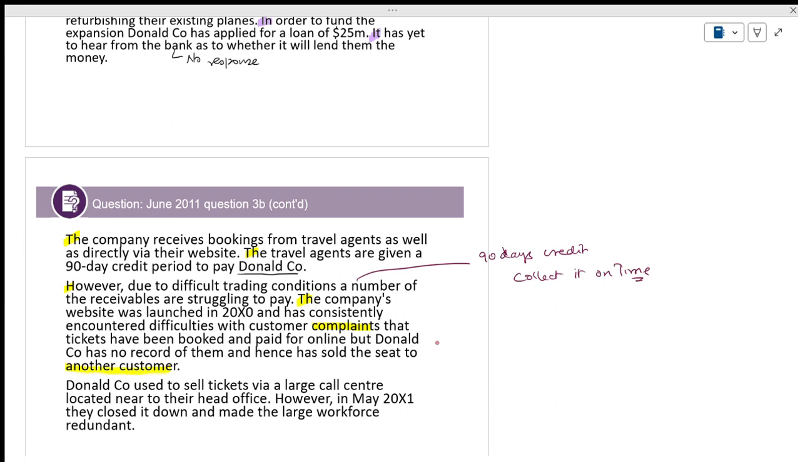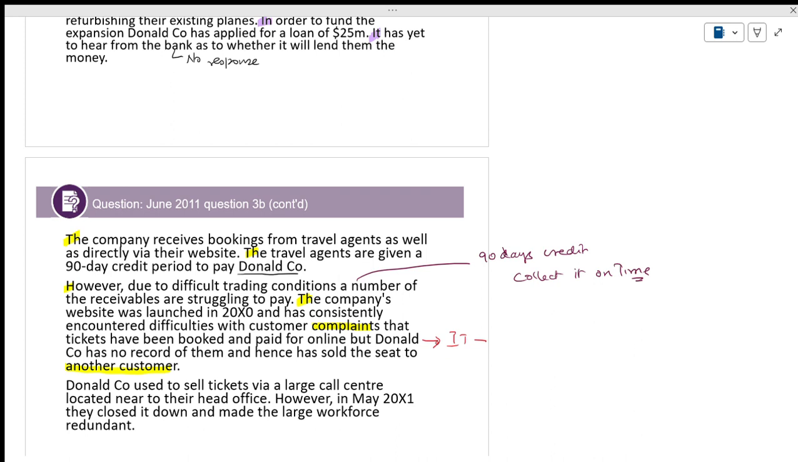They are not sending confirmations. See, there is a problem with IT. It is like they don't have a system, so the same ticket has been sold to two different people. This is another audit risk. What is the audit response you have to give?